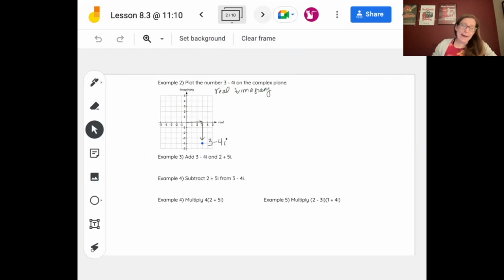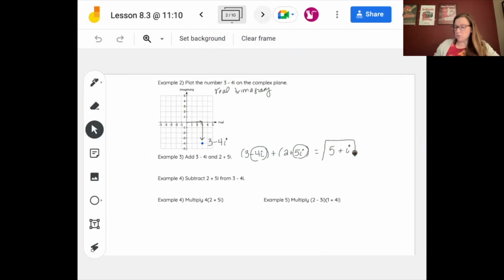We also can add our complex numbers by combining like terms just as we normally would. So we would consider this as 3 minus 4i plus 2 plus 5i. Adding the real number parts, 3 plus 2, we know is 5. And then -4i plus 5i gives us just 1i.